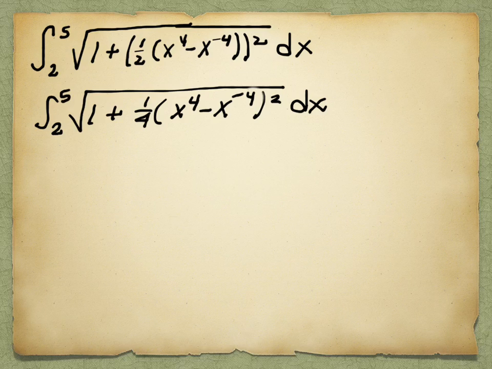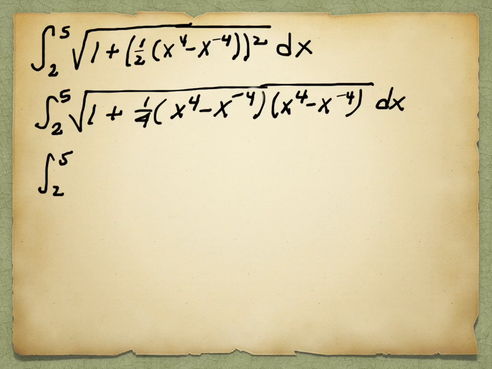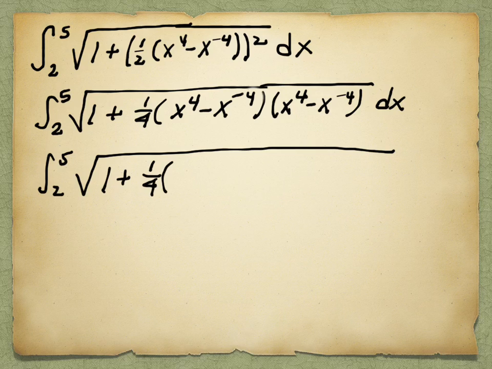Alright, so when we FOIL this out, in fact, you know what, let me do that at this point too. We'll just write it down at this step. I need to do x to the 4th minus x to the negative 4th times itself. So this is the integral from 2 to 5, the square root of 1 plus, I'm going to leave the 1/4 out here in front for the moment.